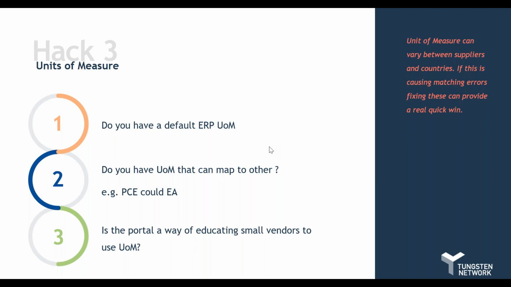So that's my hack around unit of measure. Again, as a simple takeaway, check to see if you've got a default unit of measure in your ERP that goes out on some of your purchase orders. Have a look to see if you get some invoices in with silly things like "piece" instead of "each". That will give you a very, very quick win.